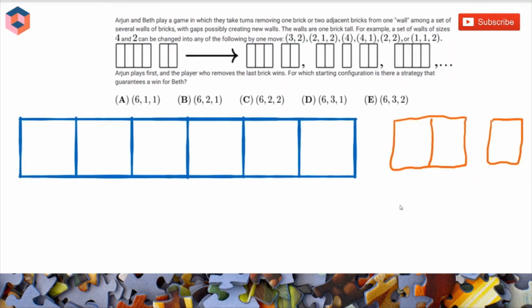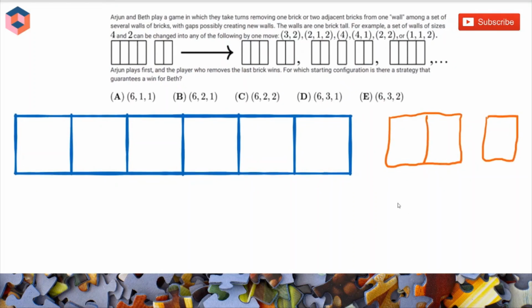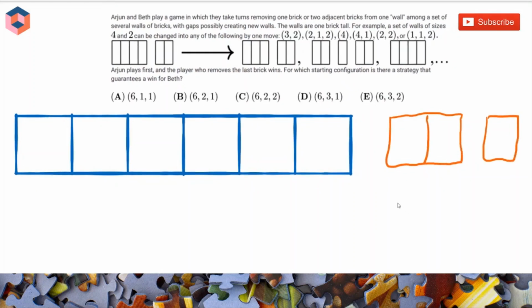Okay, what can we do here? So this looks interesting. Now, if Arjun tries to force symmetry like he did in the previous example in the middle, then Beth could just, after the 6 block has been exhausted, take one of these bricks, and now she's forced the symmetry onto Arjun. So this seems pretty interesting. We'll take a look at the other answer choices, but let's see if there's any way for Arjun to win here. Anything that we can see.